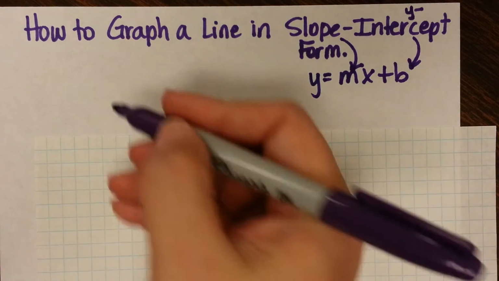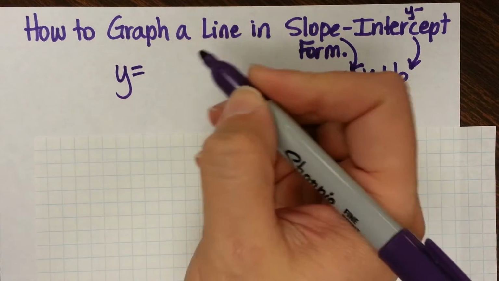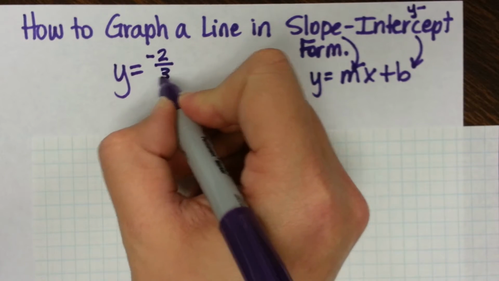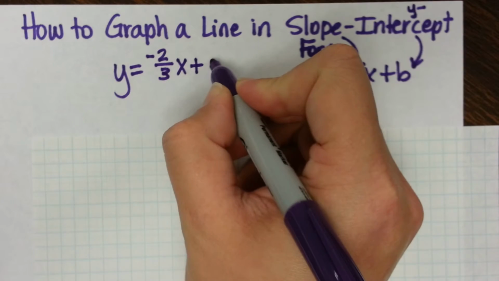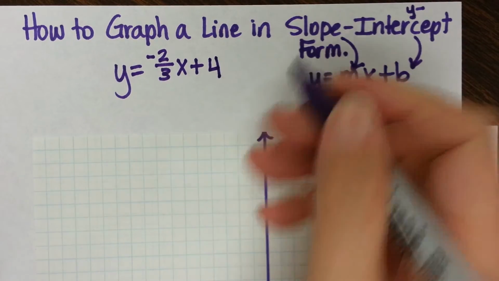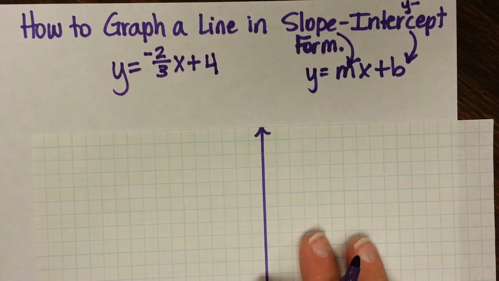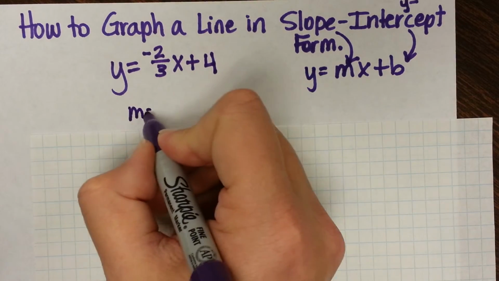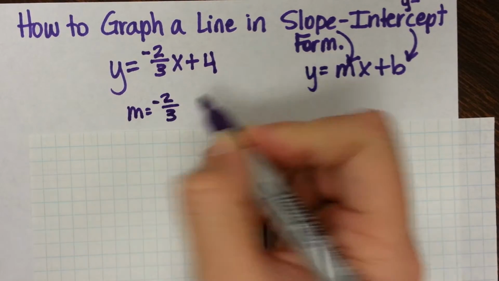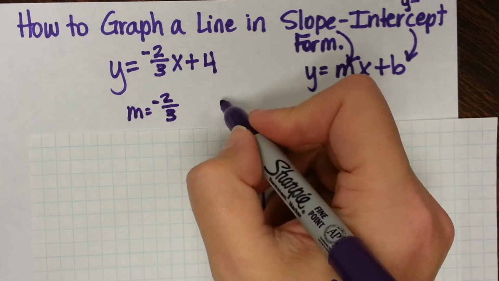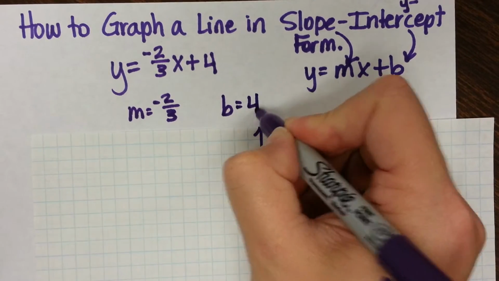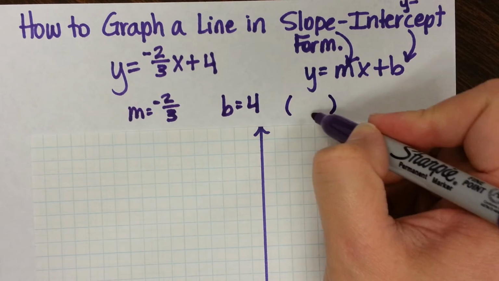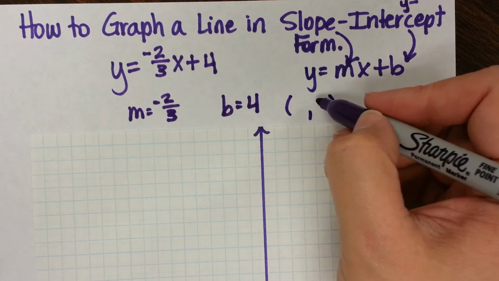So we'll start with an equation. Y equals negative 2/3 x plus 4. If I'm looking at this equation, I see that it has a slope of negative 2/3 and a y-intercept of 4. And most people write the y-intercept using the small letter b.